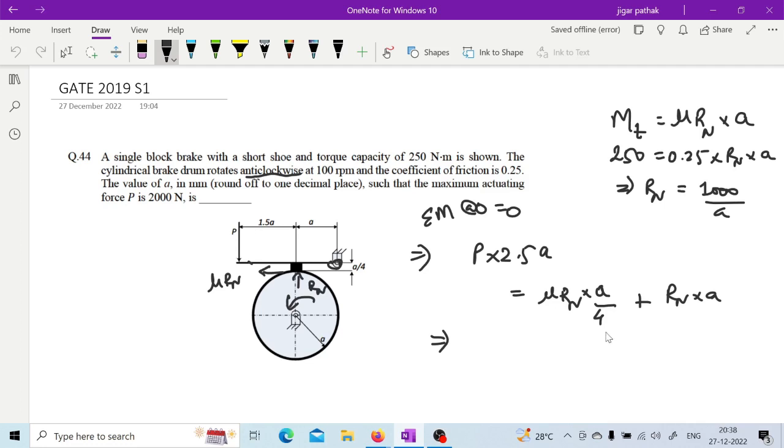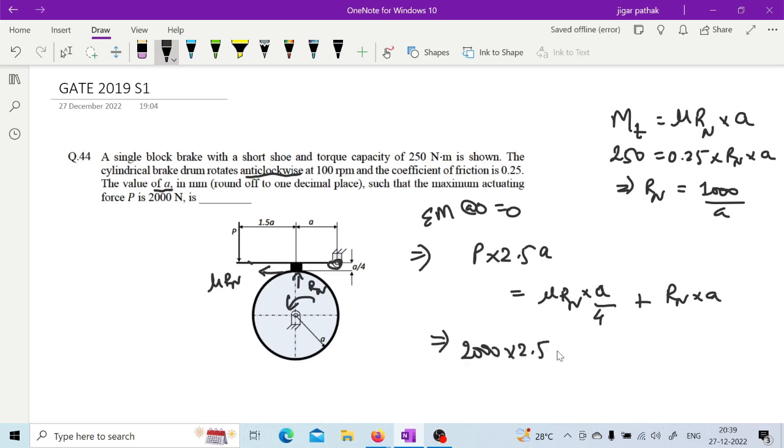Actually, P is provided, right? So you need to calculate the distance, actually A. Sorry, P is 2000 given. So if I write P as 2000, actually let me write P as 2000.